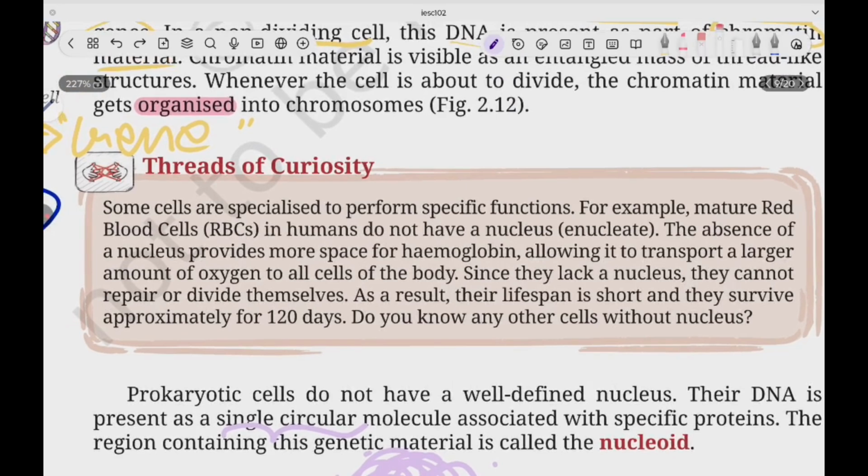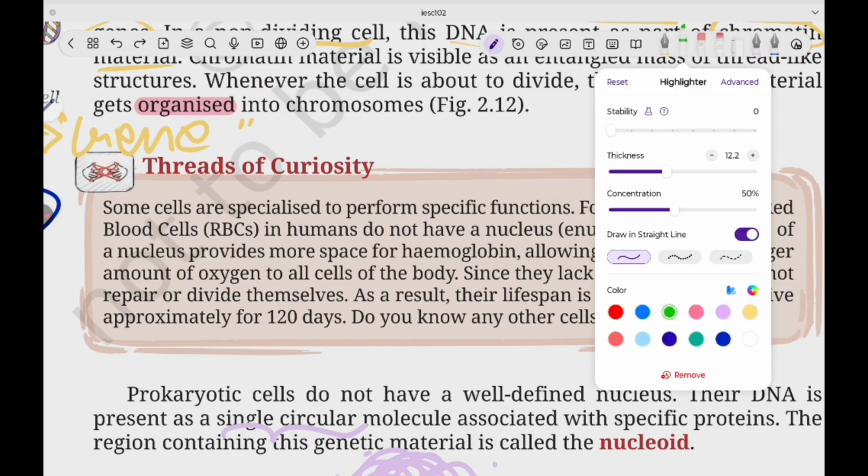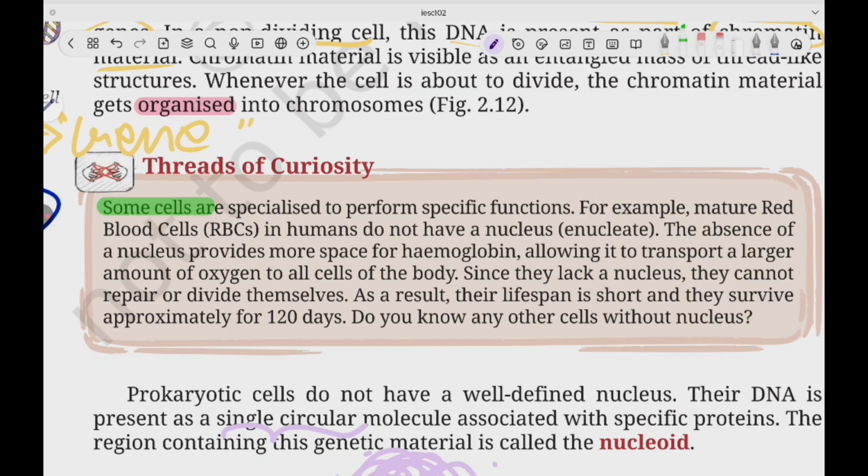Let's see this Thread of Curiosity. Some cells are specialized to perform specific functions. For example, the mature red blood cells, that is RBC, in humans do not have a nucleus. So if their structure differs from one another, that means they are doing different things. That's why their structure is different.